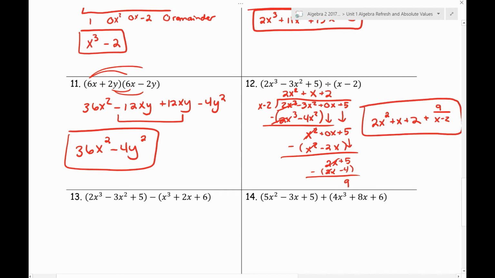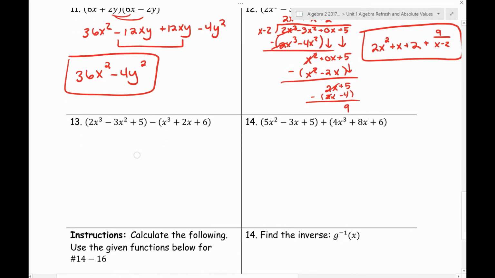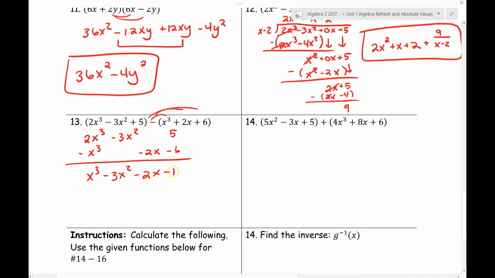Number 13 is just a simple combining like terms. So we're going to subtract everything here, so I need to distribute that negative. So I've got 2x cubed minus an x cubed, negative 3x squared minus 2x, and I have 5 minus 6. When I add them all up, I get x cubed minus 3x squared minus 2x minus 1.